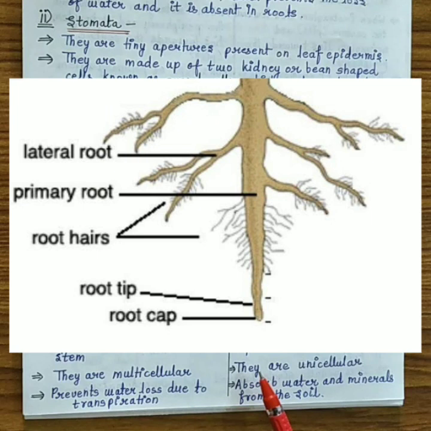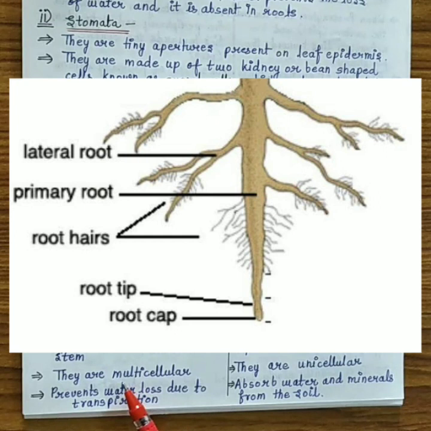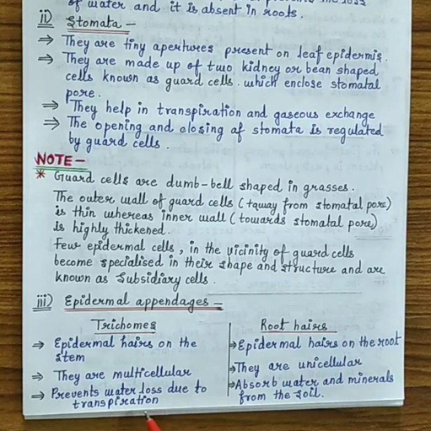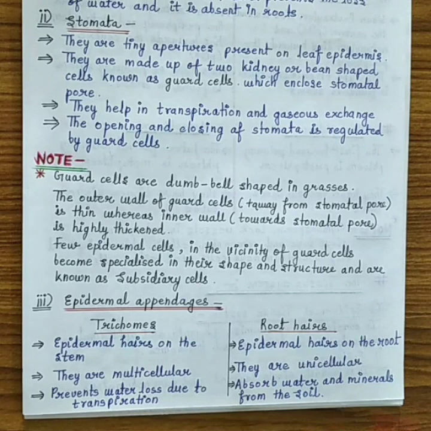But, the source of origin is different. That trichomes are epidermal hairs on the stem. And root hairs are the epidermal hairs on the roots. And trichomes multicellular hote hain, whereas root hairs are unicellular. Trichomes water loss ko prevent karte hain due to transpiration. Trichomes water ka loss nahi hone dete hain. Transpiration ki wajah se jo water loss ho raha hai, usse rokte hain. Whereas root hairs absorb water and minerals from the soil. This is the basic function that we have been studying.